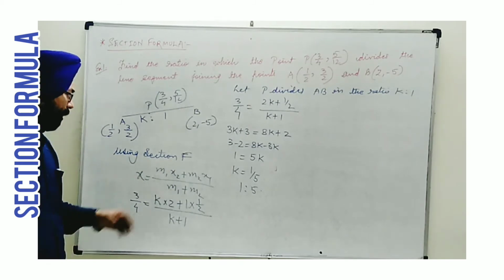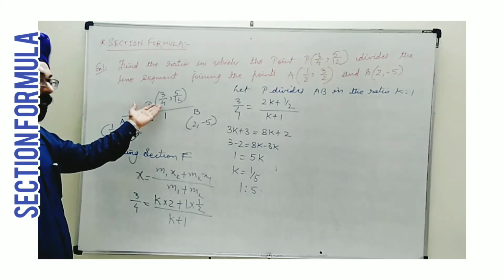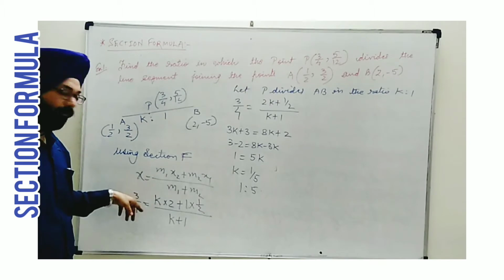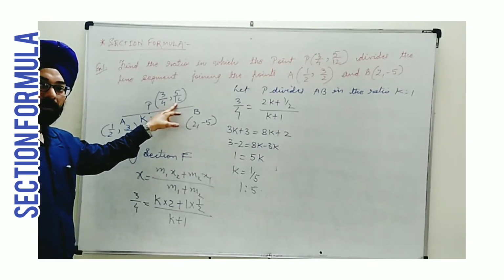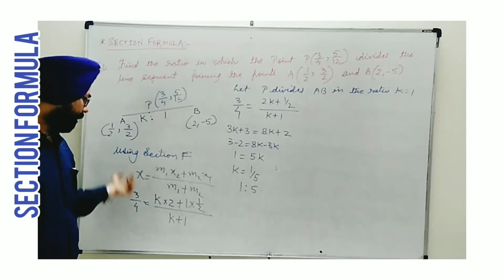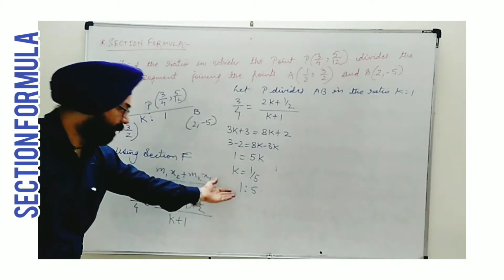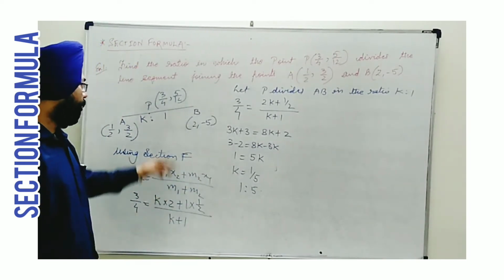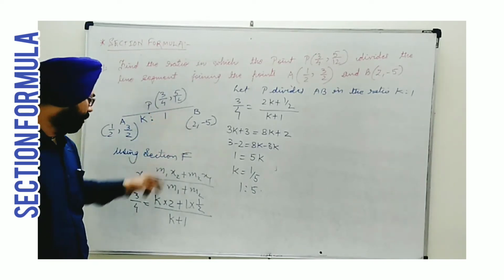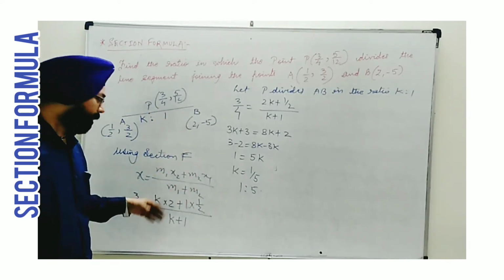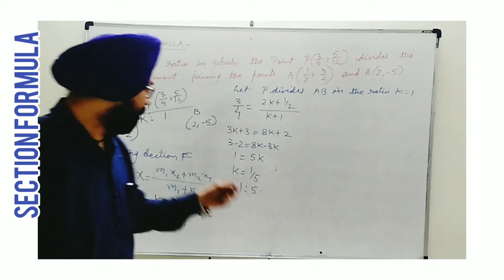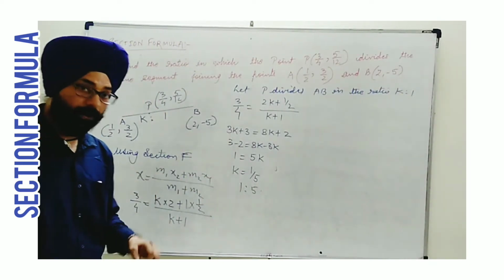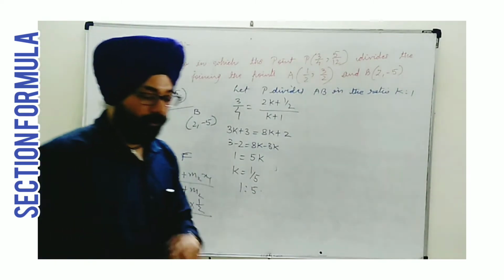Now you can see one thing. Here we have used one value of abscissa only. No need of using the ordinate. This abscissa only has given us the value of k. Similarly, if you use the ordinate value, meaning the relation of y, then also you will get the value of k. Okay, this is one application to find the ratio. Now we will see the next question to understand it.